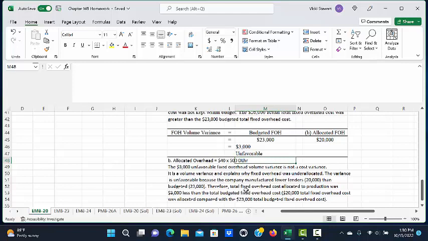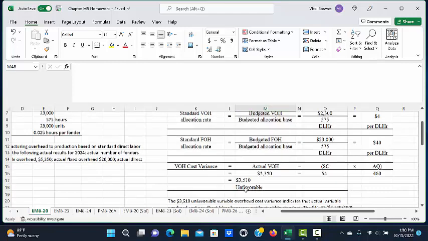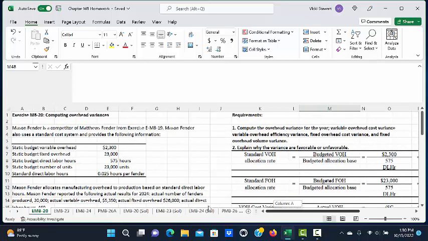And so that is the completion of the exercise M820.